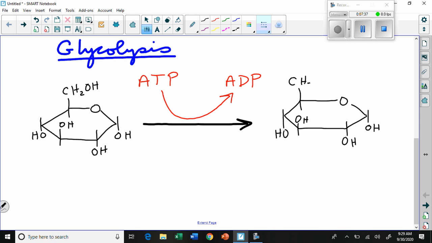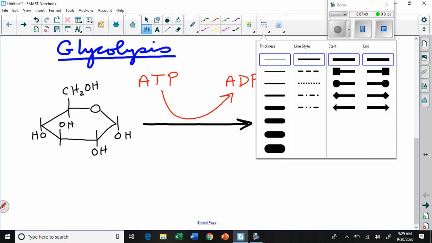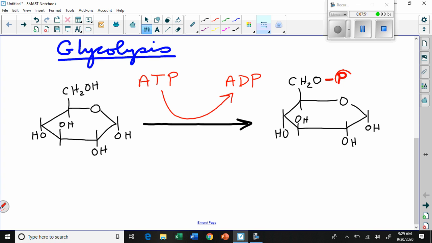But it's not CH2OH, it's CH2O, and then attached to it, I'm just going to use a capital P for the phosphate. I'm not going to draw the P's and all the O's because it gets a little bit nutty. So we'll put a P, we'll put a little circle around it. So that's the phosphate. So the triphosphate over here becomes a diphosphate, and the extra phosphate is now attached to this glucose molecule.